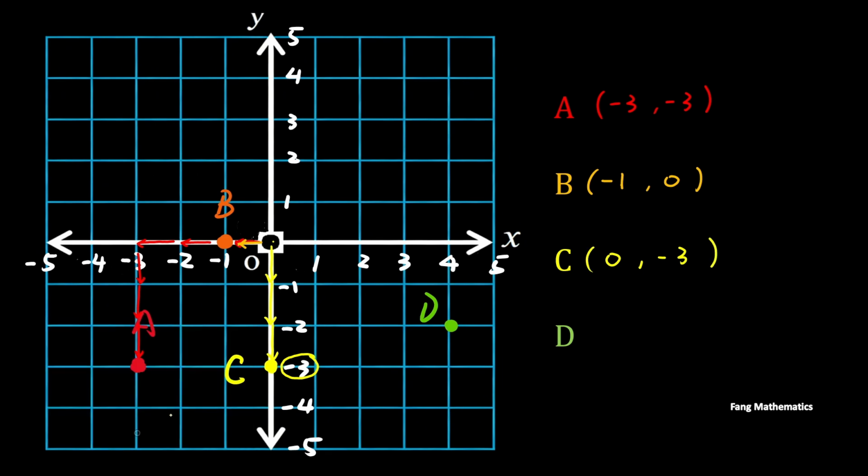And I'm going to find my D. Moving in the x-axis direction, 1 unit, 2 units, 3 units, 4 units. This is in the positive direction, so 4 units, and you move 2 units downwards. Since you are moving downwards, it is -2.